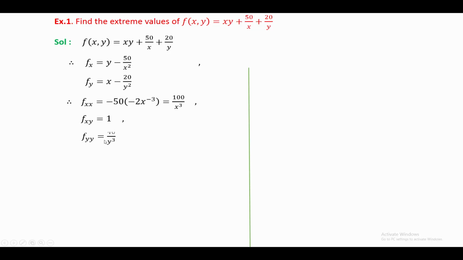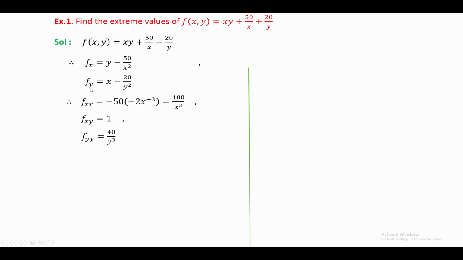Next, f_yy, the partial derivative of f_y with respect to y. The derivative of x is 0, then -20 is a constant times the derivative of 1/y², meaning the derivative of y^-2 is -2y^-3, so -2 times -20 is plus 40/y³. Then first take f_x = 0 and f_y = 0.